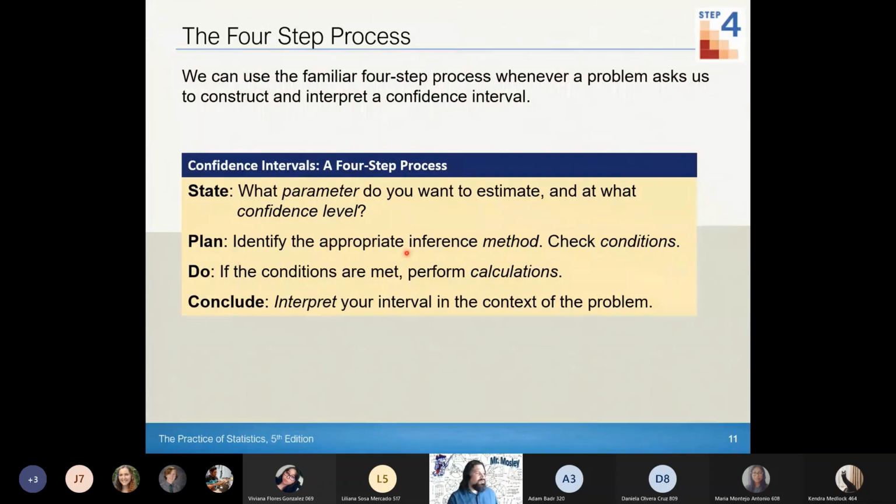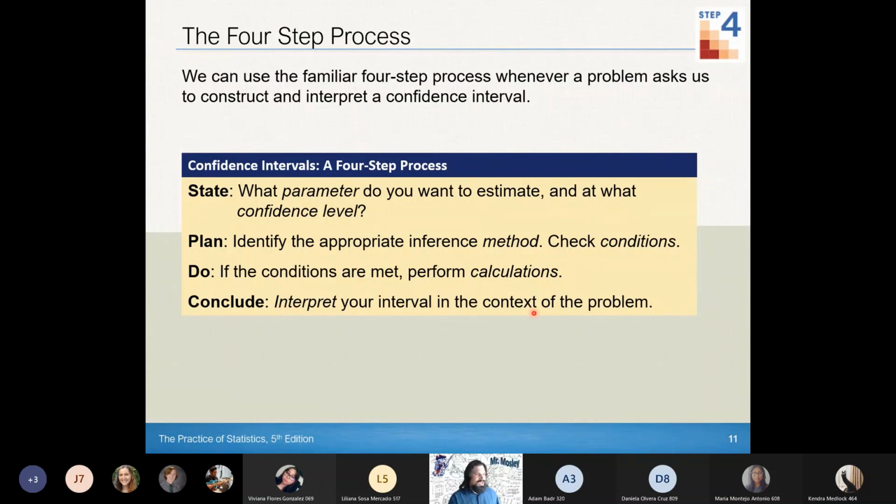We need to plan, identify the appropriate inference method. In this section, we're using that one sample Z interval. We need to check conditions: random, 10% and large counts. If the conditions are met, perform calculations. Find the interval, or whatever other thing they're asking you to find.